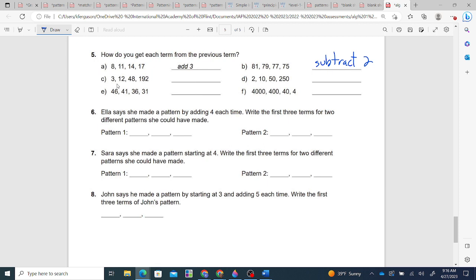So right here, I went 3, then 12, then 48, then 192. What am I doing each time here? Multiplying by 4. 3 times 4 is 12. 12 times 4 is 48. 48 times 4 is 192.